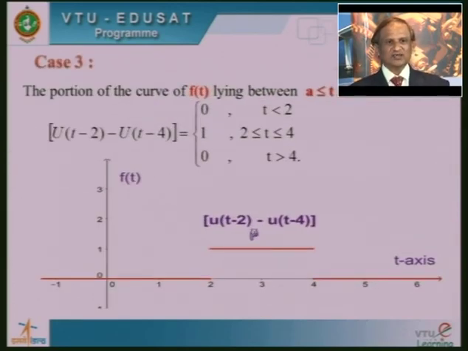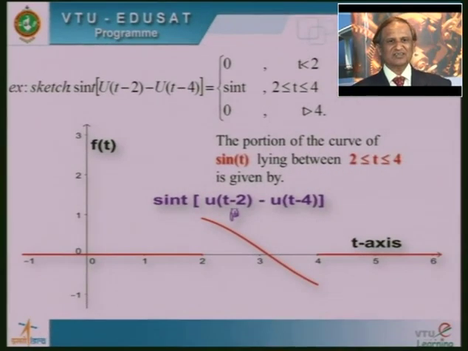The third type of unit step function is the portion of the curve f of t lying between a and b, where a and b are some constants. How are we going to write it down? u of (t minus 2) minus u of (t minus 4) is equal to 0 when t is less than 2, equal to 1 between 2 and 4, and equal to 0 when t is greater than 4. I hope you can observe the curve. Only the part between u of (t minus 2) and u of (t minus 4) is visible, the other part is not visible.